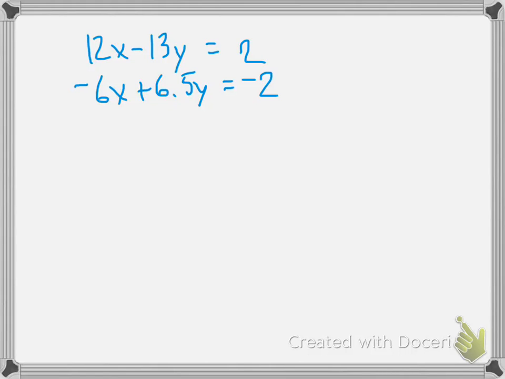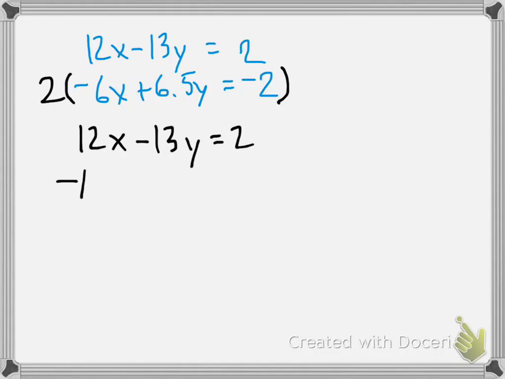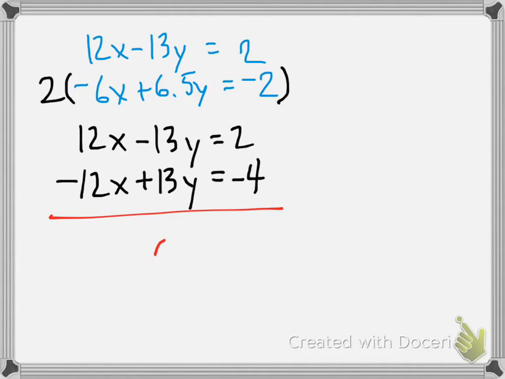Okay, here's another problem. If I did the elimination method and wanted to eliminate the x, notice that I have 12x and I have negative 6x. So I simply would multiply the bottom by positive 2. I end up with 12x minus 13y is equal to 2. And then negative 12x, and 6.5 times 2 is 13, and 2 times negative 2 is negative 4. Again we add up and down. Notice the x's cancel and the y's also cancel. So I have 0 is equal to negative 2.